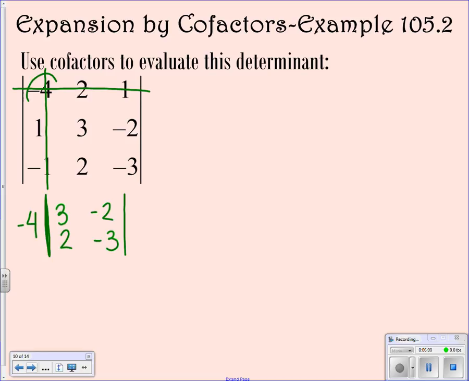That's the number that was right here. Okay, so we're going to take our cofactor and multiply it by the -4, and we're going to have to do the same thing with the 2 and the 1. So I'm going to cross out the column and the row that the 2 is in, and I'm left with 1, -2, -1, and 3.